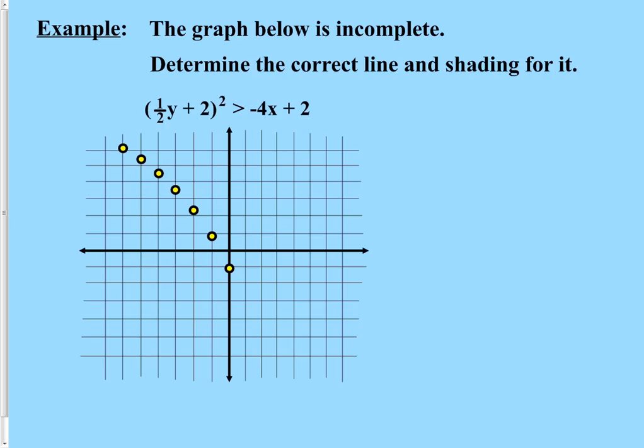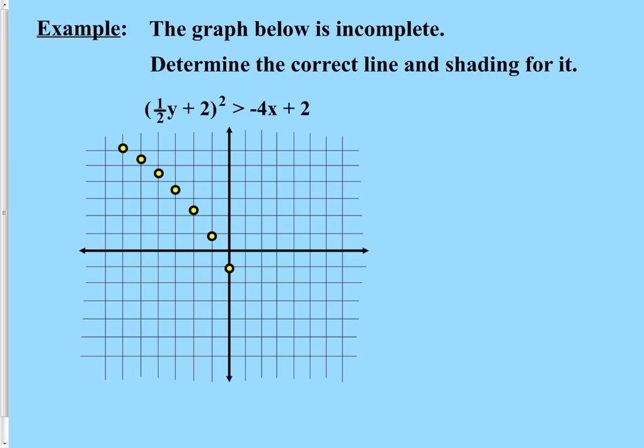Okay, one final example. The graph below is incomplete. Determine the correct line and shading for it. Well, we've been fortunate on the previous 2 examples where we've been able to isolate a variable, and that is a pretty easy way of determining which direction to shade. Now we do not have that luxury. The equation is fairly complicated.